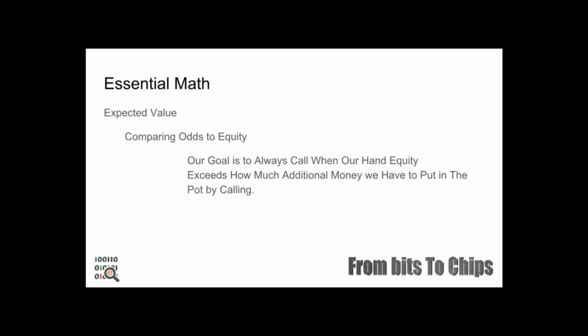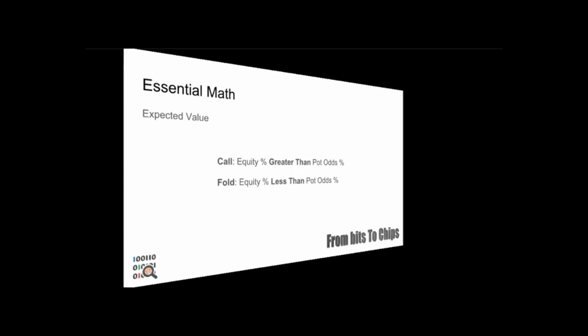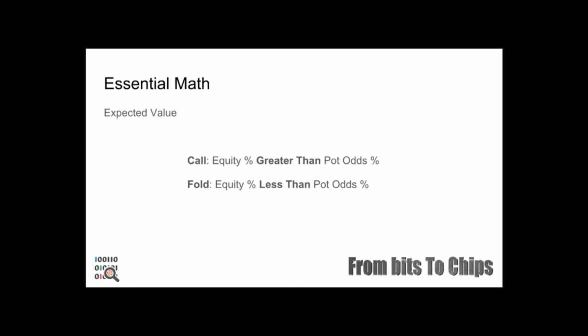I'm going to concentrate on the percentage method as this is the method I'm going to be using throughout my journey. Although with either method our goal is to call when our hand equity is greater than the pot odds being presented to us. So here are 2 formulas. To call, we need to have a higher percentage equity than the pot odds being offered. And if the percentage equity is lower than the percentage pot odds being offered, we fold.